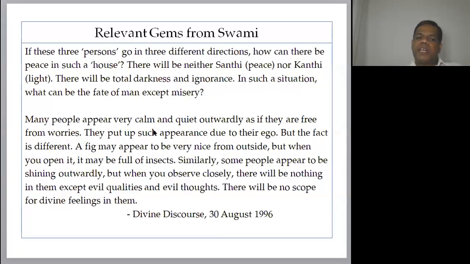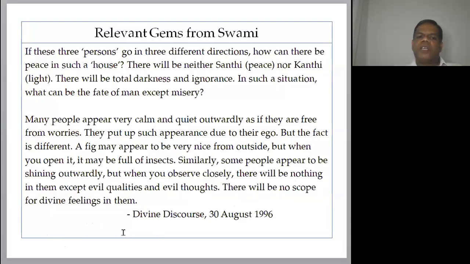Many people appear very calm and quiet outwardly as if they are free from worries. They put up such an appearance due to the ego, but the fact is different. A fig might appear to be very nice from outside, but when you open it, it may be full of insects. Similarly, some people appear to be shining outwardly, but when you observe closely, there will be nothing in them except evil qualities and evil thoughts. There will be no scope for divine feelings in them.